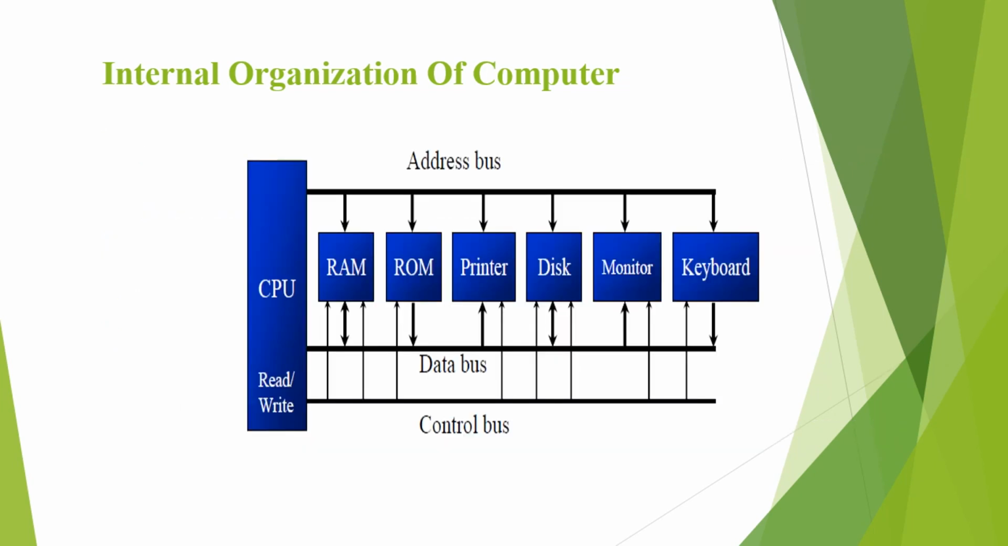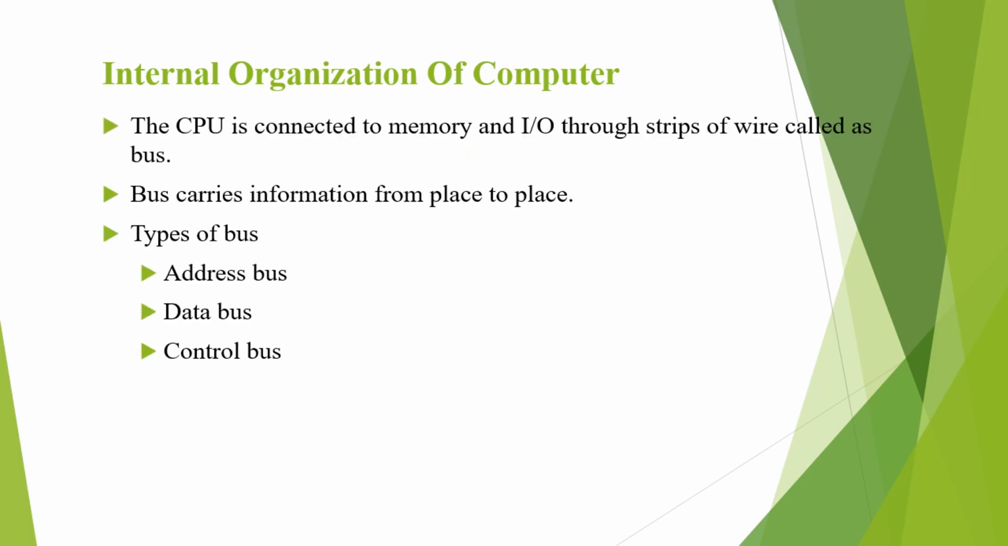So this is the internal organization of computer. So we have the CPU, we have the memory, input, output devices, RAM, ROM, printer, disk, monitor, keyboard. And then we have the three buses: address bus, data bus, control bus. The CPU is connected to memory and the IO devices through strips of wire, which is called a bus. So the bus carries information from place to place. The types of bus are address bus, data bus and control bus.